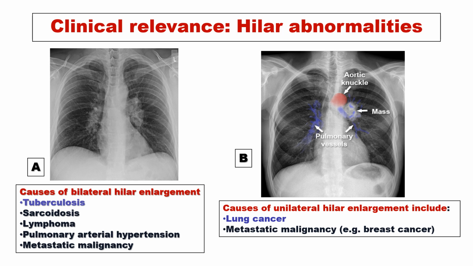Coming to the hilar abnormalities. A represents the bilateral hilar enlargements, which is mainly due to tuberculosis, sarcoidosis, lymphomas, pulmonary arterial hypertension, and metastatic malignancy. B represents the causes of unilateral hilar enlargement, which includes lung cancer and metastatic malignancy, for example, breast cancer.